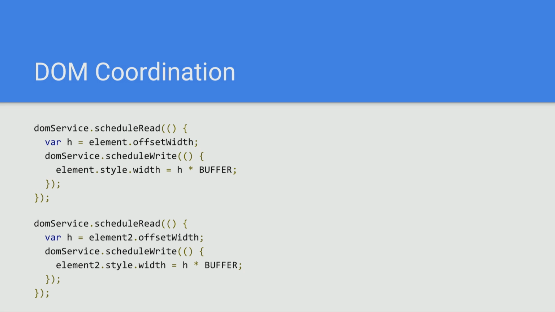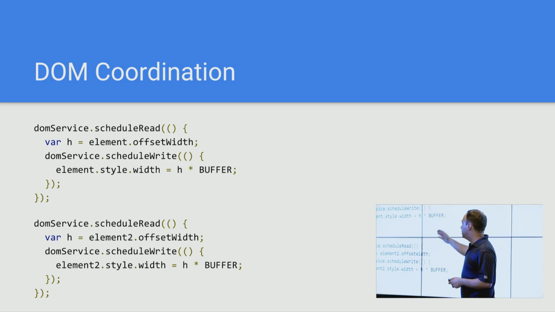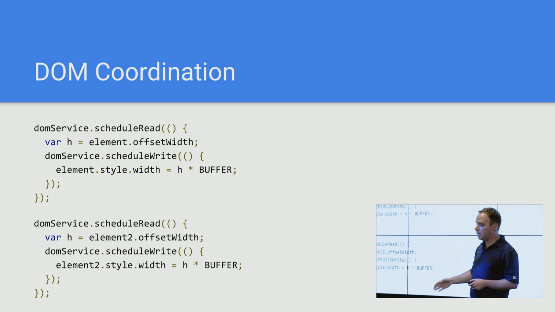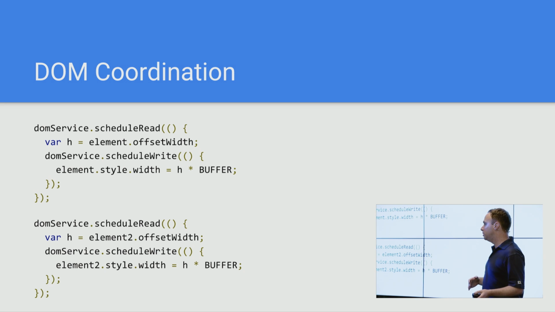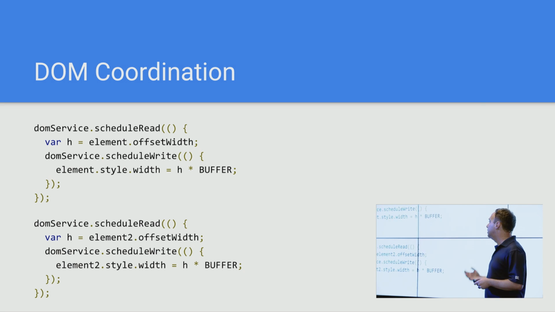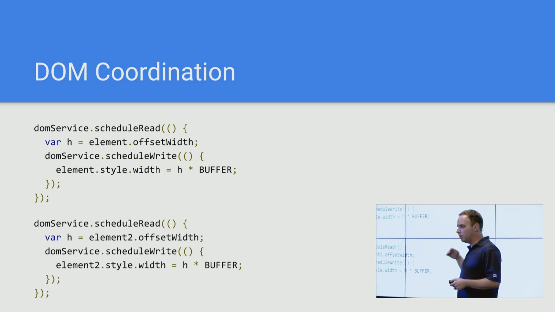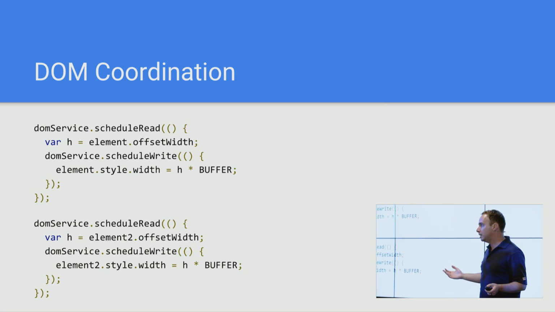It's the DOM service, and this is in preview. It allows you to schedule a read or schedule a write, and make sure that the reads happen before the mutate, so that we don't trigger that reflow. Then we're not paying the price for the layout. We use this in all our widgets, and you can use it in your applications too to make sure that your render speed is really, really performant.